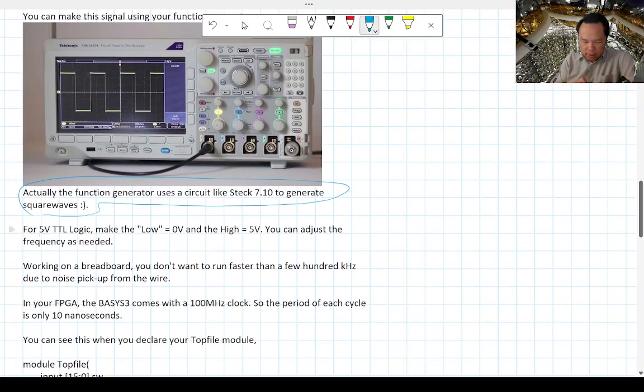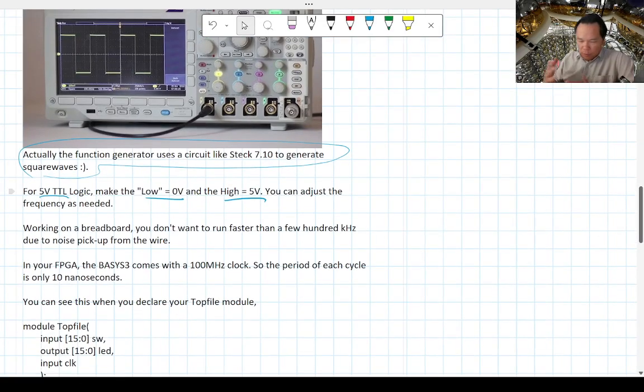Okay, so in 5 volt TTL logic, low means 0 volts, high means 5 volts, so you have 0, 5, 0, 5, 0, 5 up and down like that. Okay, and when you're working on a breadboard, you really don't want to run faster than a few hundred kilohertz. Anything faster than that is really going to cause a problem, because you're going to have pickup, and on the breadboard you're going to get a lot of noise.